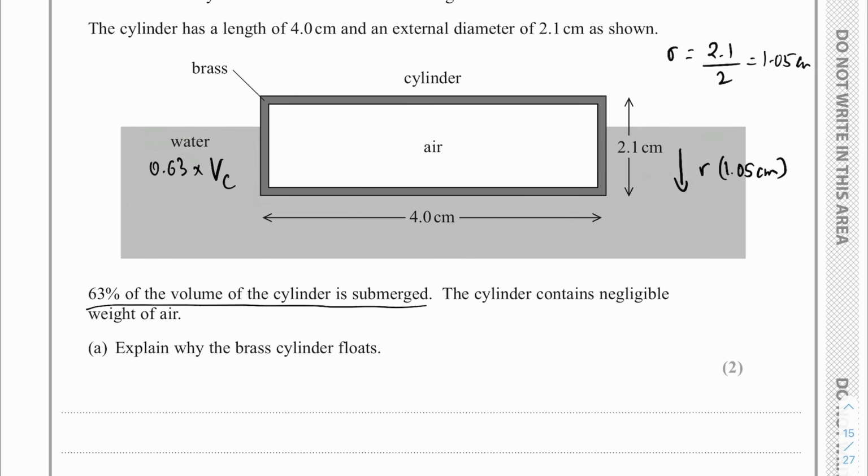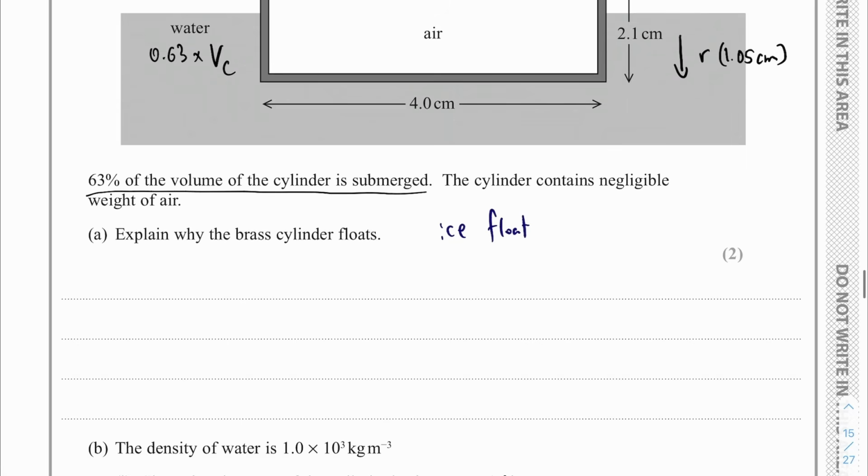Explain why the brass cylinder floats. So why does ice float? Why does ice float? Because we say that ice is less dense than water. So what can we say about the density of the brass cylinder? We can say the density of the brass cylinder is less than the density of water.